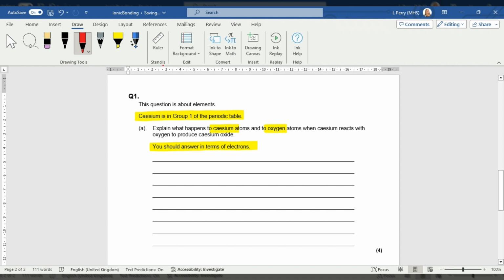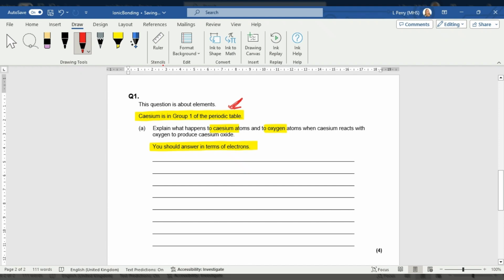Now, again, this sentence here, cesium is in group 1 of the periodic table, they didn't need to tell me that. You get a periodic table in your exam, you don't need to be told that, you've got it. The fact that they've bothered to put that sentence there is them helping you. They are trying to point that out to you. Now, this does require us to say some of my background knowledge.